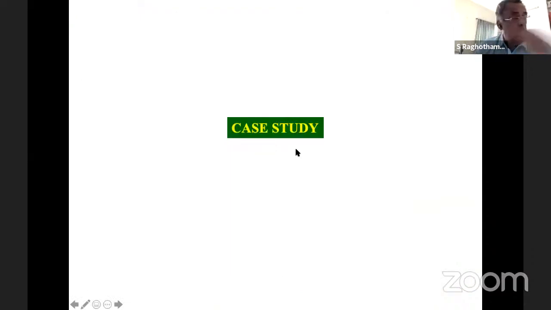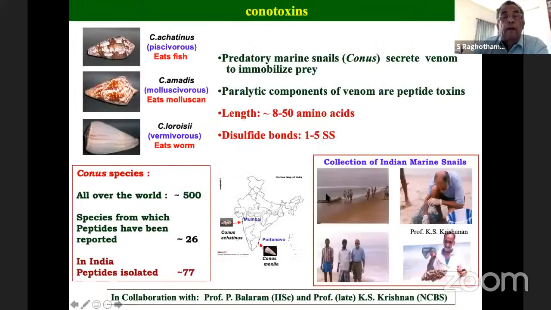So now that is the thing. Now I have time, I'll go through one real case study. This is a study of conotoxins, a project undertaken by us in collaboration with Professor Balaram and Professor Krishnan from NCTS. Professor Krishnan is a great scientist. All these scientists are passionate for doing science. But he's no more. He expired a few years ago, and he was in the biology department at CBS.